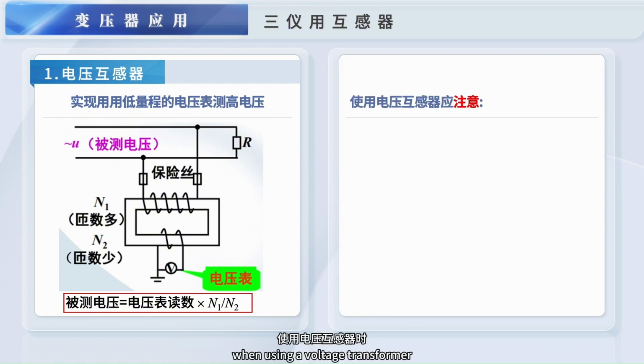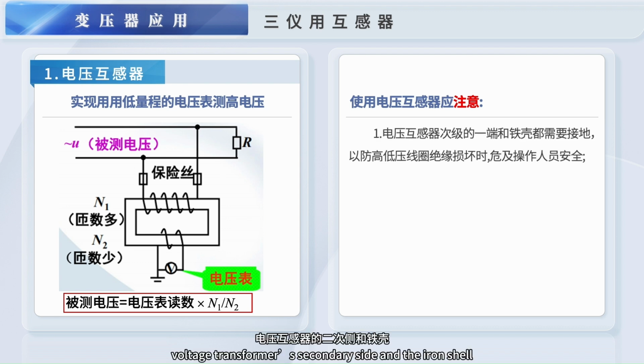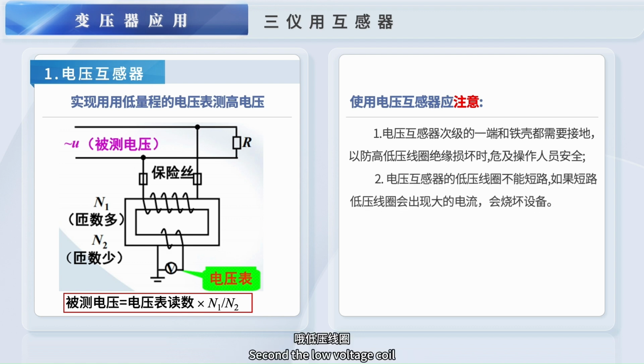When using a voltage transformer, we should pay attention to two points. First, the secondary side and the iron shell of the voltage transformer need to be grounded to prevent insulation damage between the high and low voltage coils, endangering the safety of the operator. Second, the low voltage coil of the voltage transformer cannot be short-circuited. If short-circuited, the low voltage coil will have a large current, which will damage the equipment.